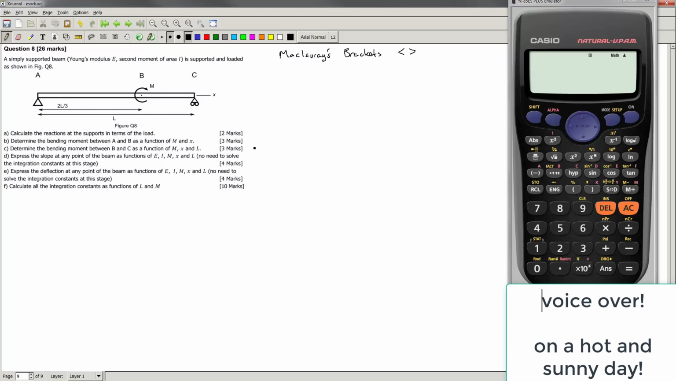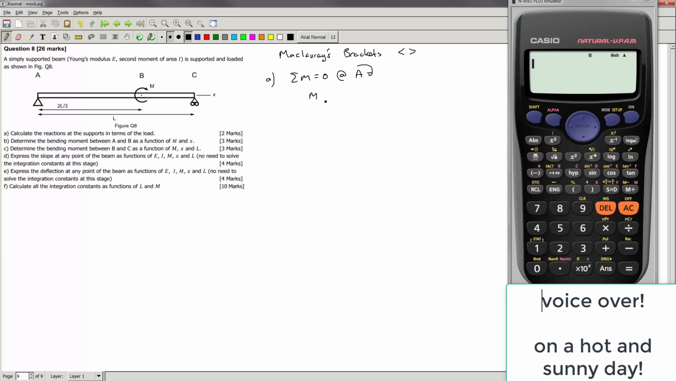The first thing we're going to need to do is to find the reaction values at A and C. Because we're using Maclaurin's brackets, we can in effect combine solutions for B and C together. So let's start off with A. For that, I'm going to sum up moments, and I'm going to take moments around A. I'll go clockwise because I've got a clockwise moment being applied.